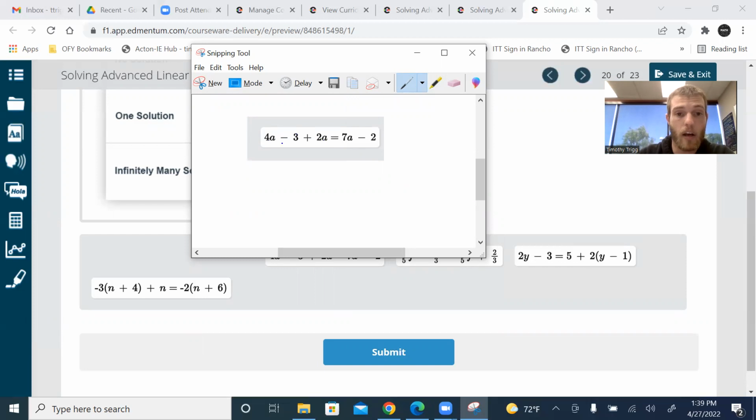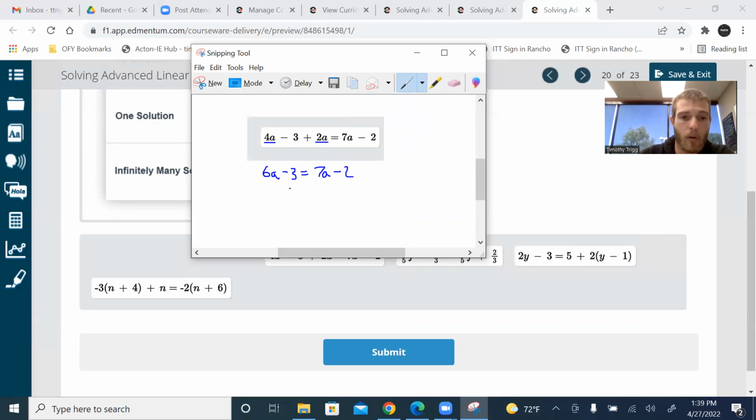once again, I see that on the left side of the equation, I've got 4a, and I can combine this with the 2a. They are on the same side of the equation. So I need to combine those like terms, 4a plus 2a, which is 6a. So on this side, we have 6a minus 3. And then on the other side, we have 7a minus 2. Once again, I have a's on both sides of the equation.